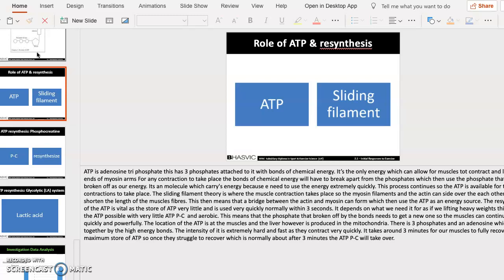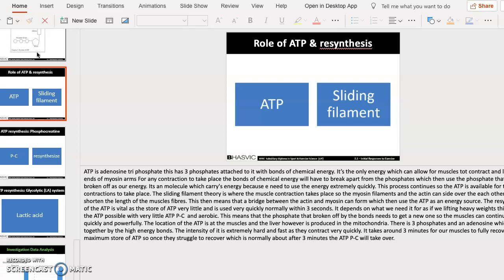as an energy source. The resynthesis of the ATP is vital, as the store of ATP is very little and is used very quickly, normally within 3 seconds. It depends on what we need it for, as if we are lifting heavy weights, this will use all the ATP with very little ATP-PC, anaerobic. This means that the phosphate that is broken off by the bonds needs to get a new one so the muscles can continue to contract quickly and powerfully.